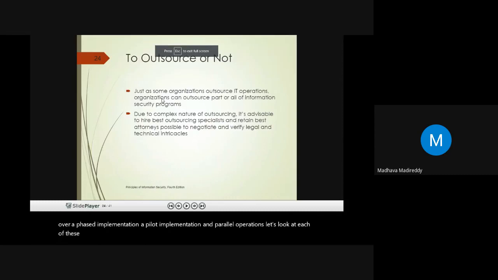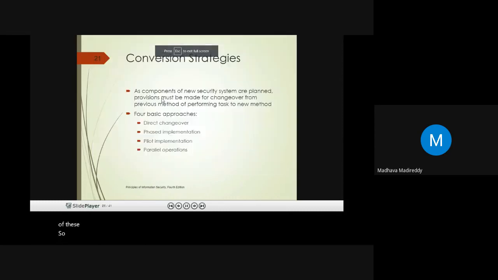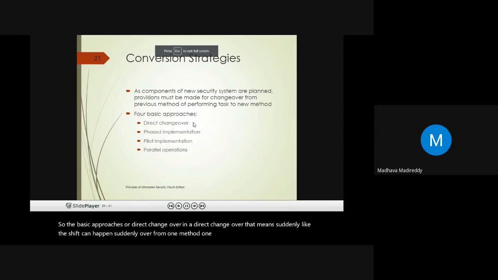So the basic approaches are direct changeover. In a direct changeover, the shift can happen suddenly from one methodology to another, from one method of doing a task to another method of performing such a task. A phased implementation means the changeover is divided into small phases.